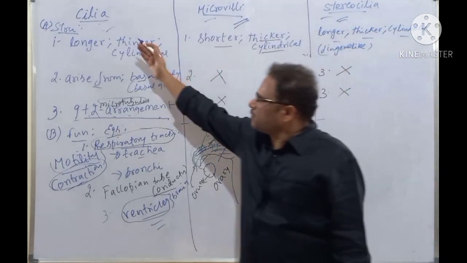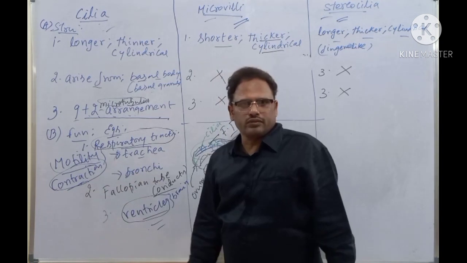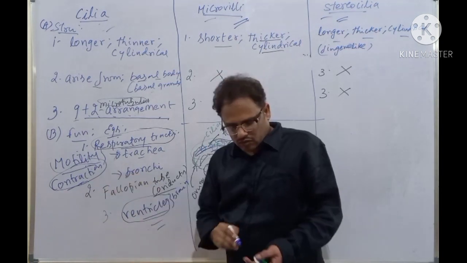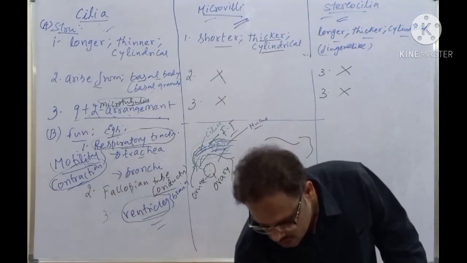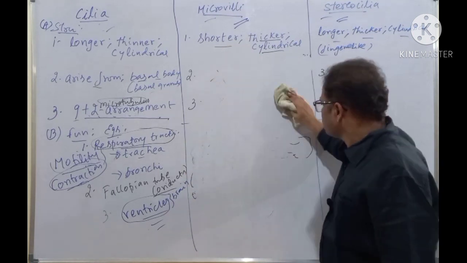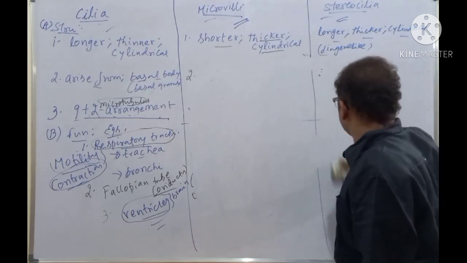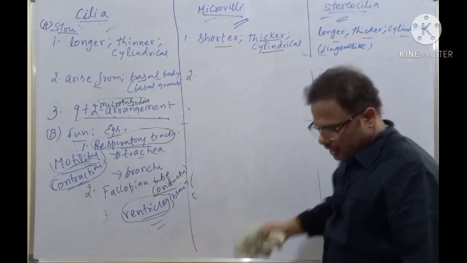So what is the main function of cilia? Motility, rhythmic contraction and relaxation is there. These are motile. And next one, let's discuss the functional aspects of microvilli. Clear, students?